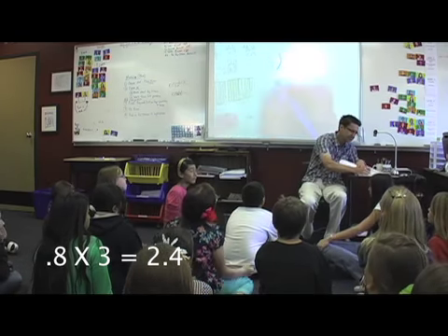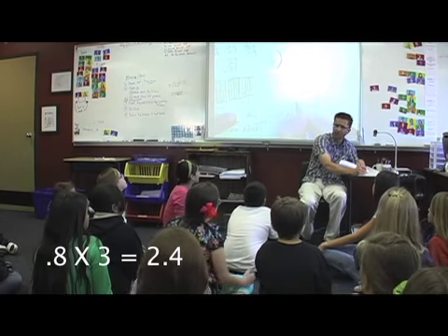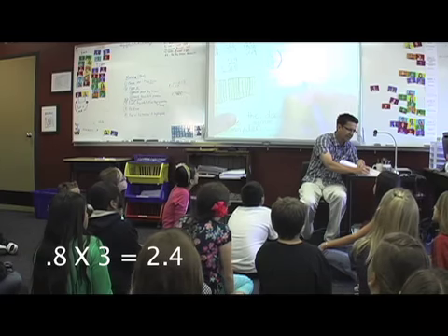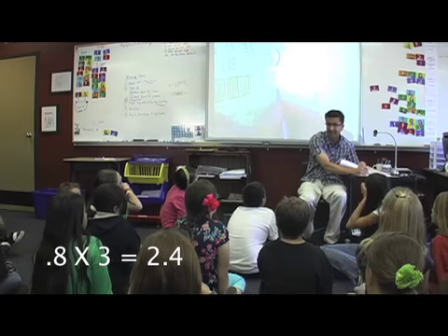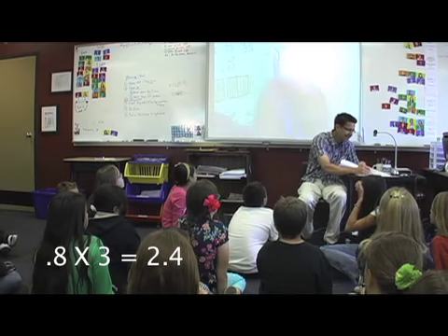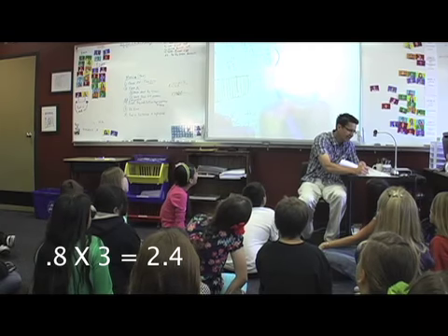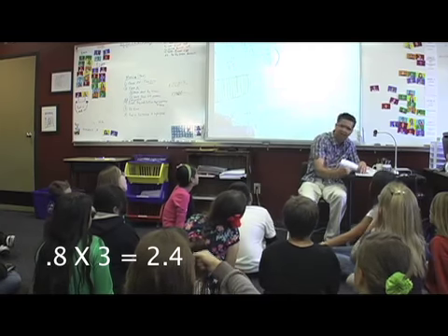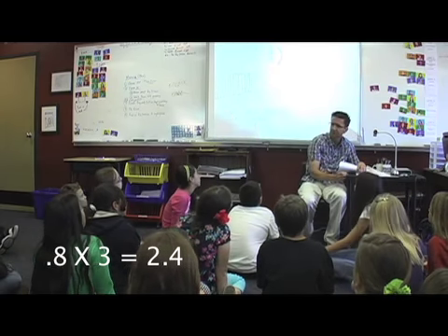8 tenths and 8 tenths is what? 16 tenths. You guys should know how to add fractions with common denominators. And then we just have to add one more 8 tenths, because this is 8 tenths times 3. Most of you are watching. So we have 8 tenths added to this 16 tenths that we already have, which is what? 24 tenths.